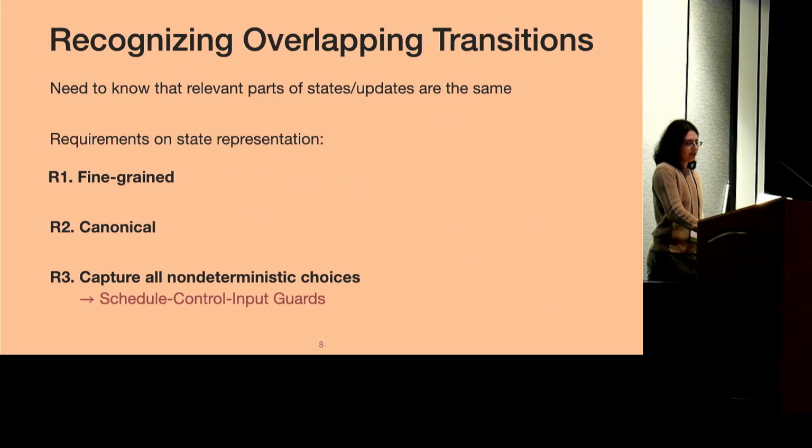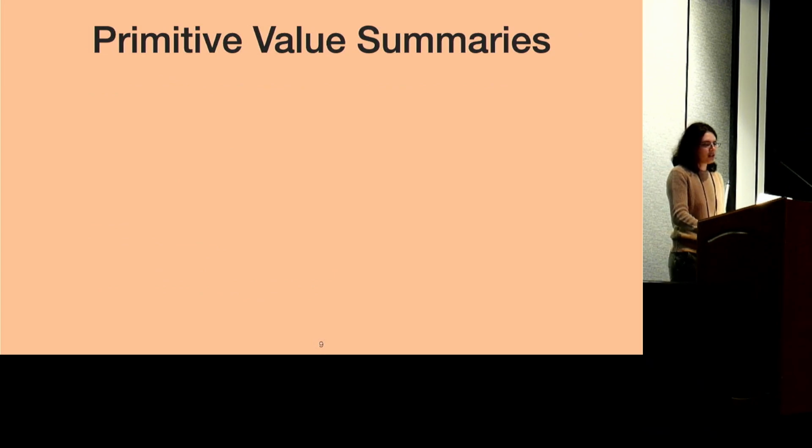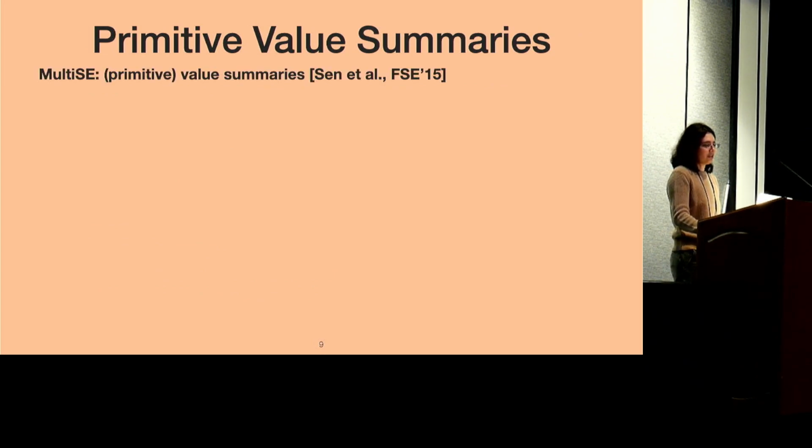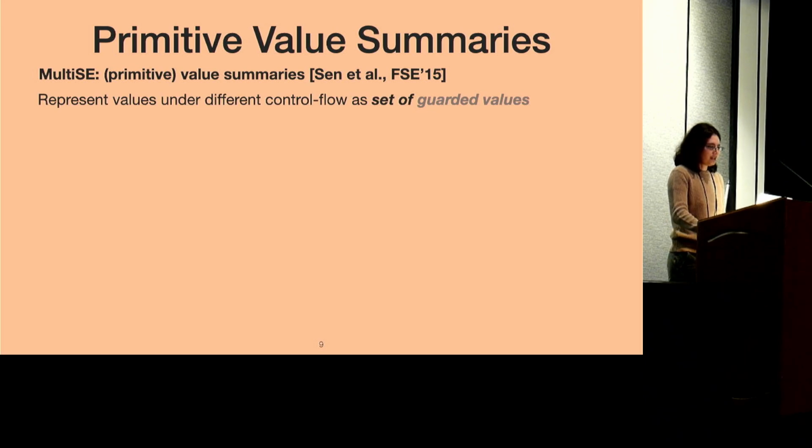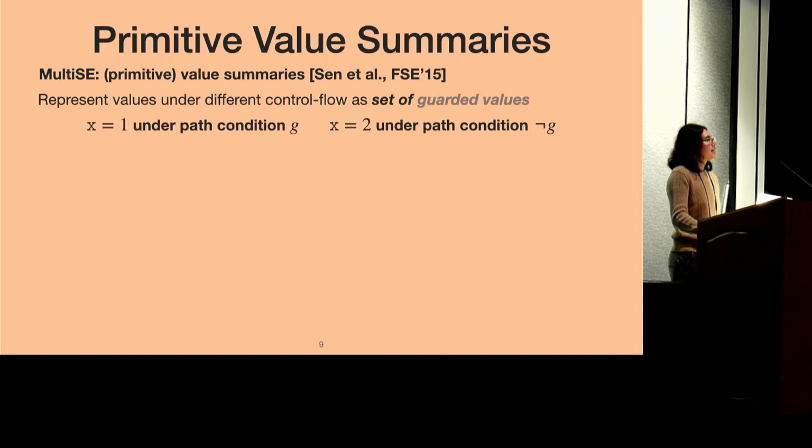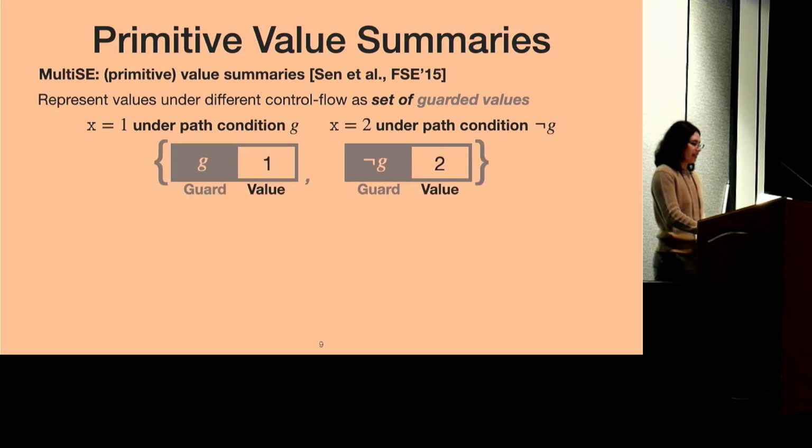So now let's talk about how we get a canonical representation by using value summaries. Primitive value summaries were initially introduced as just value summaries in the multi-SE work by Sen and collaborators. These are a way of representing values under different control flow as sets of guarded values. Let's look at what that is like on an example. Let's say that we have this variable x that takes value 1 under path condition g and 2 under path condition not g. Then a primitive value summary for x would look like this.